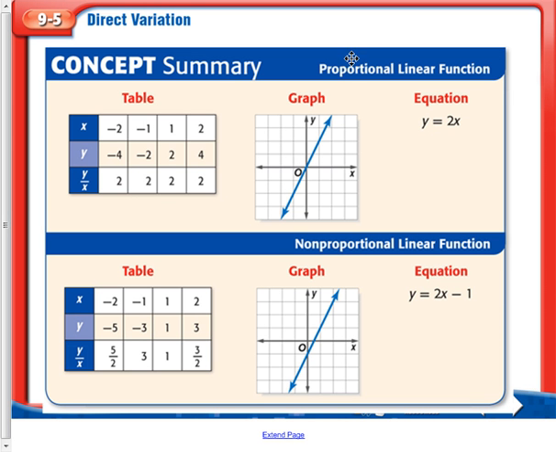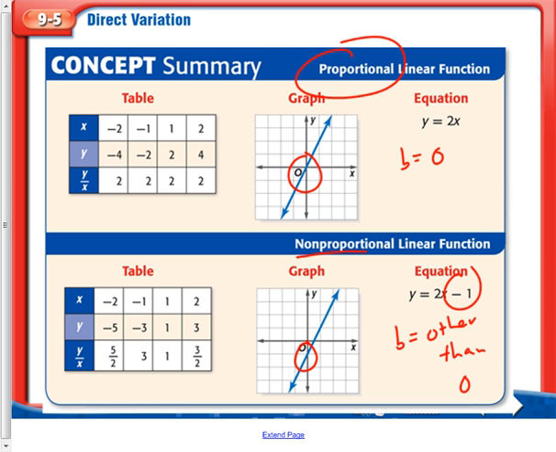Okay, so proportional, remember the word proportional means equal. It is proportional if it goes through the origin. However, if it's bumped down at all, so if it has a b value, a y-intercept of anything other than 0, meaning the origin, then it's not proportional. If b equals 0, then it is going to be proportional. If it goes through the origin, your graph is going to be proportional.